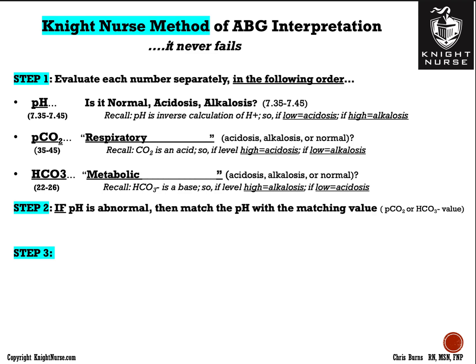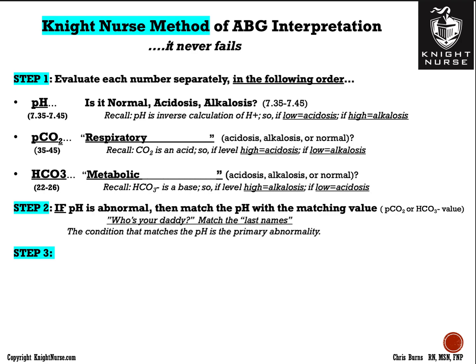And then you do step 2. If the pH is abnormal, then let's start matching the pH with any matching values, either the CO2 or the bicarb. Okay, I call this the Who's Your Daddy. You have to match the last names. The condition that matches the pH is the primary abnormality.